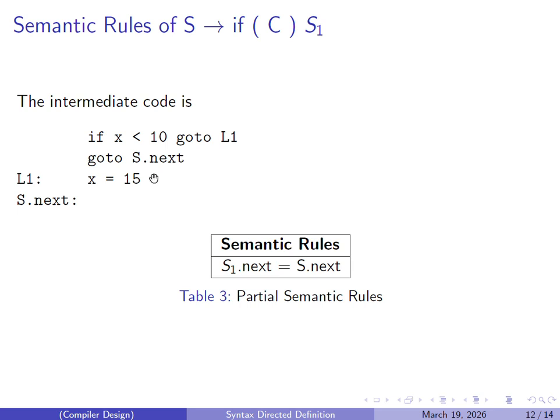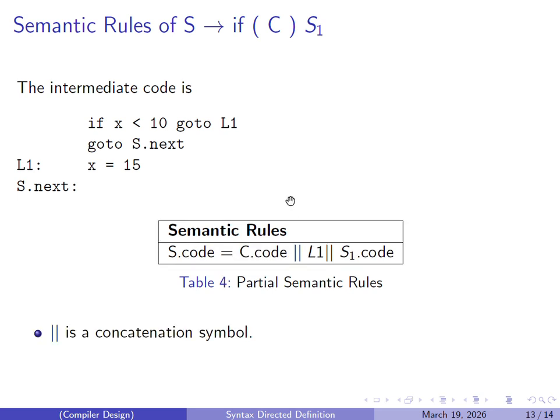Now, S1 is going to be the one which is going to be used for x equal to 15. Now, when that is completed, the code should come to the next line over here to S.next. Hence, what we need to do is that for S1.next, it's going to take the value from S.next because S.next is going to represent the end of the if block code. Hence, after S1 is completed, then we wanted it to come to S.next. Hence, we're going to keep it like this.